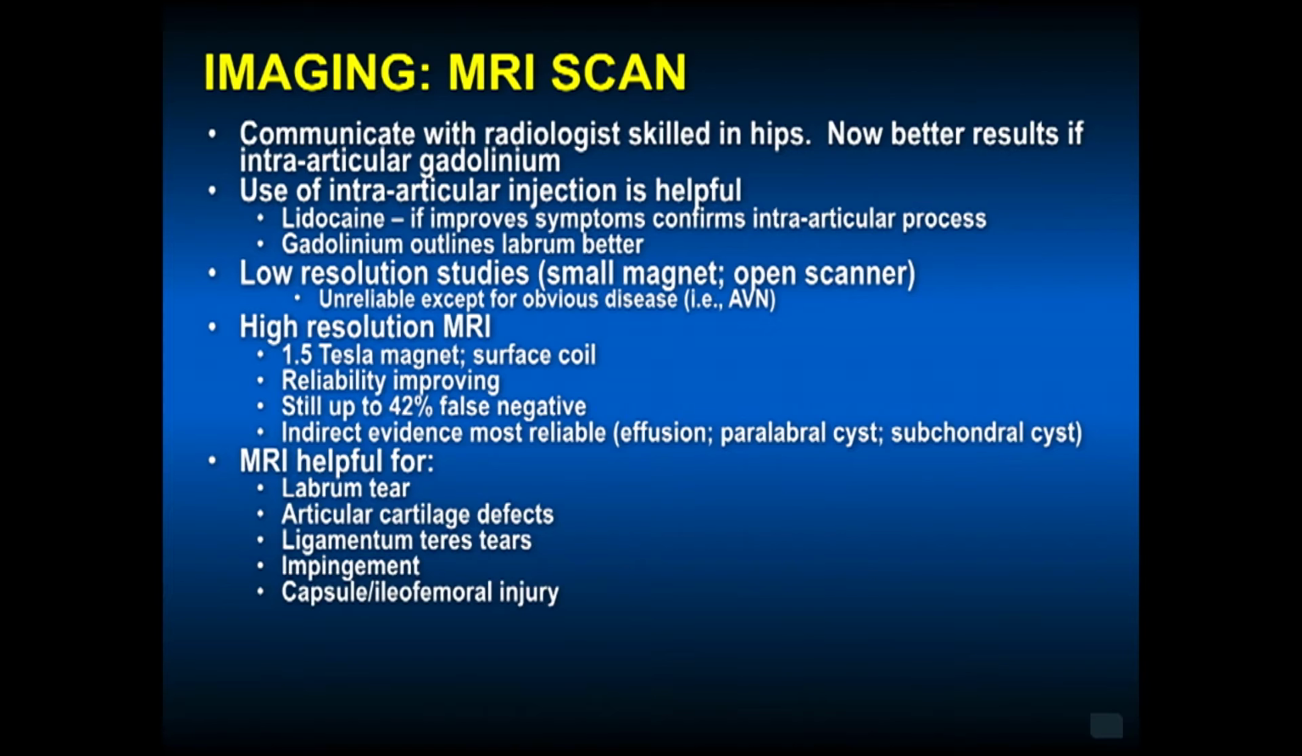The reliability is improving. There is indirect evidence. Most reliable is if they have an effusion, a paralabral cyst, subchondral cyst. That indicates that they have something intra-articular like a labrum tear or early arthritis. MR is most helpful for labrum tears, articular cartilage defects, ligamentum teres tears, impingement, capsule, and iliofemoral injury.